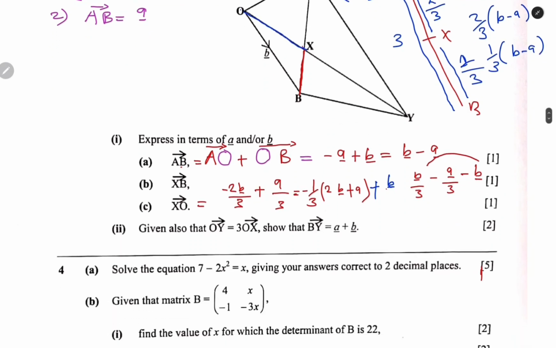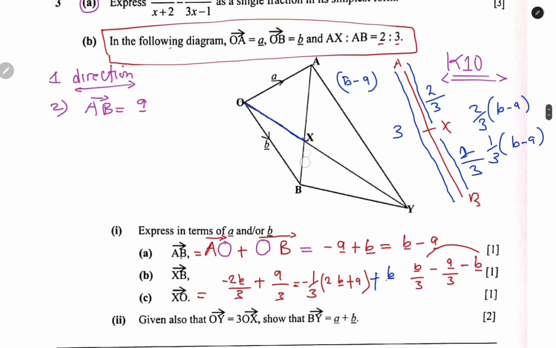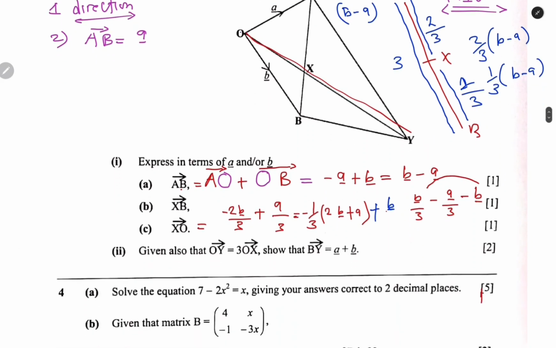Then now, given that OY from this diagram, OY, where is OY? OY, this one, from here all the way up to there, OY is equal to 3 XO. Okay, so OY is equal to 3 multiplied by what?